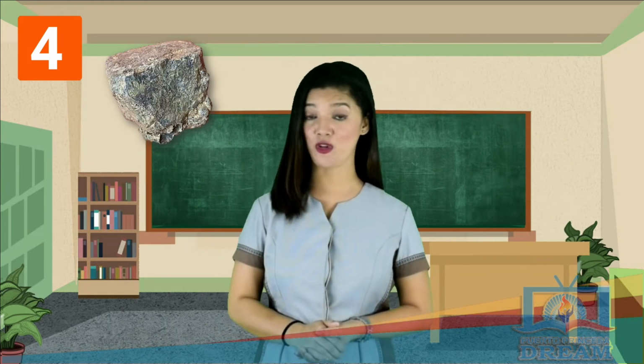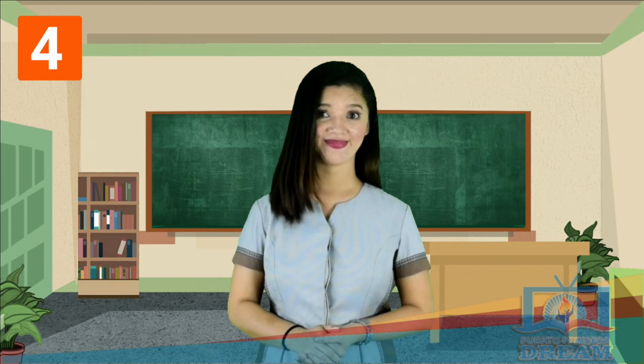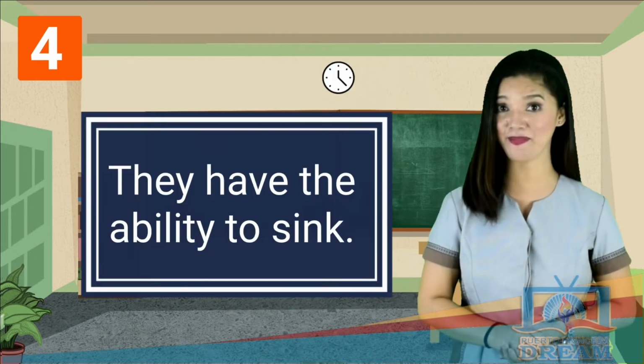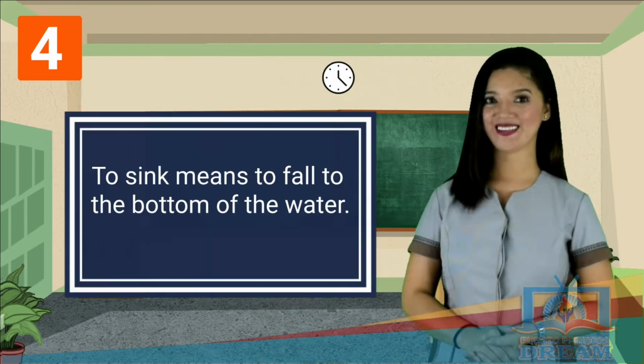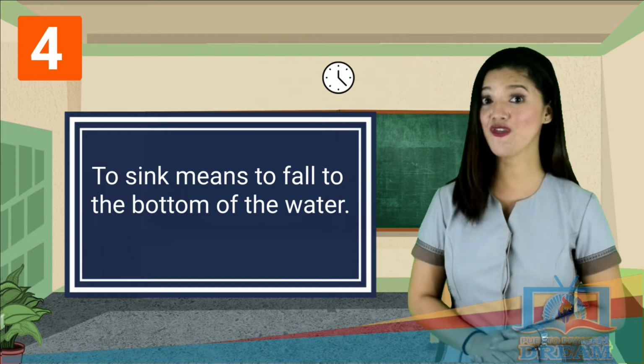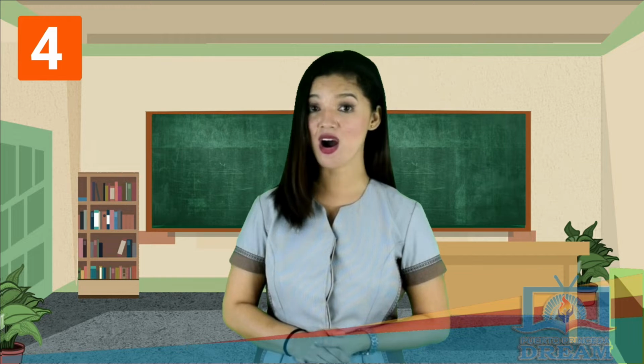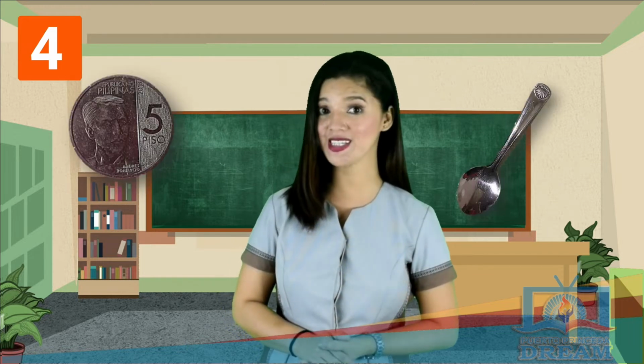What about the materials like rock that doesn't float on water? What special property do rocks have? Yes, they have the ability to sink. To sink means to fall to the bottom of the water. Examples of these are coins, metal spoons, and rocks.